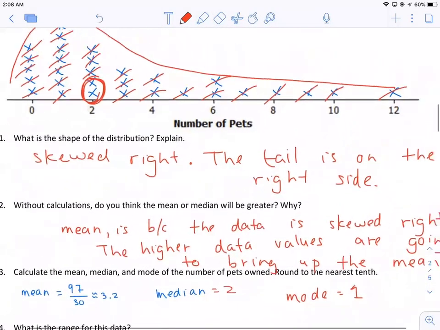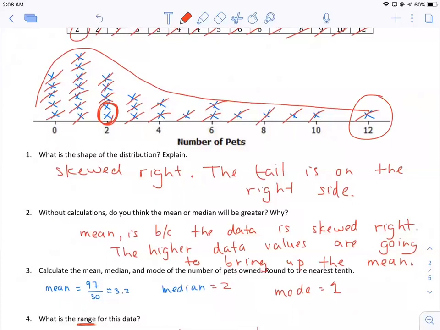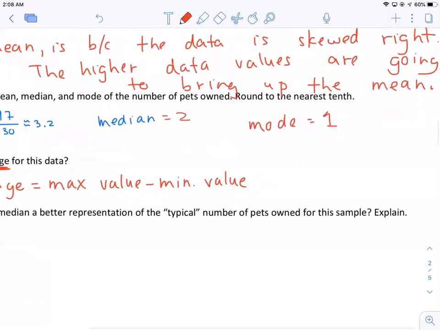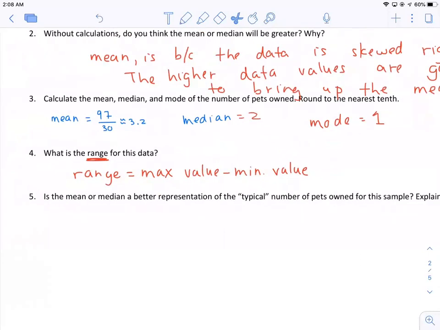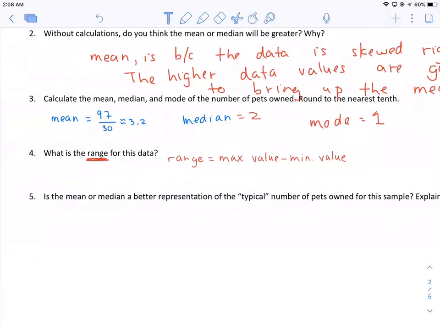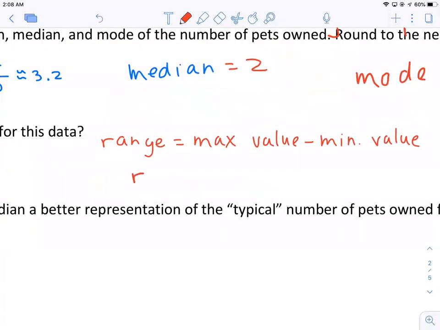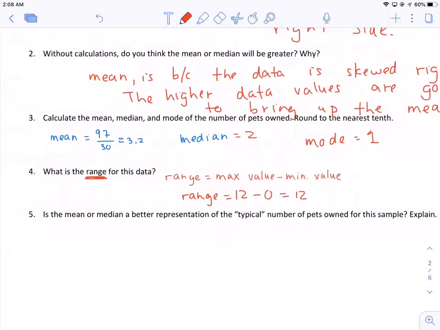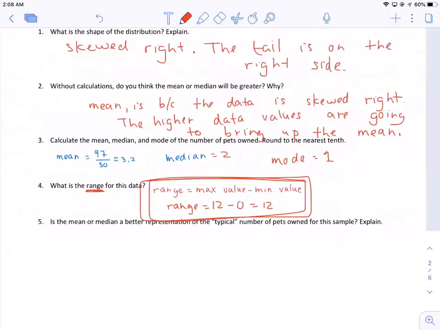So the range in this case is going to be 12 minus 0. So our data has a range of 12. Right, it's just a single number. It's not 0 to 12. It's just 12. Okay, so that's a new definition, you can say. So make sure you know that. We're going to be doing range all the time.